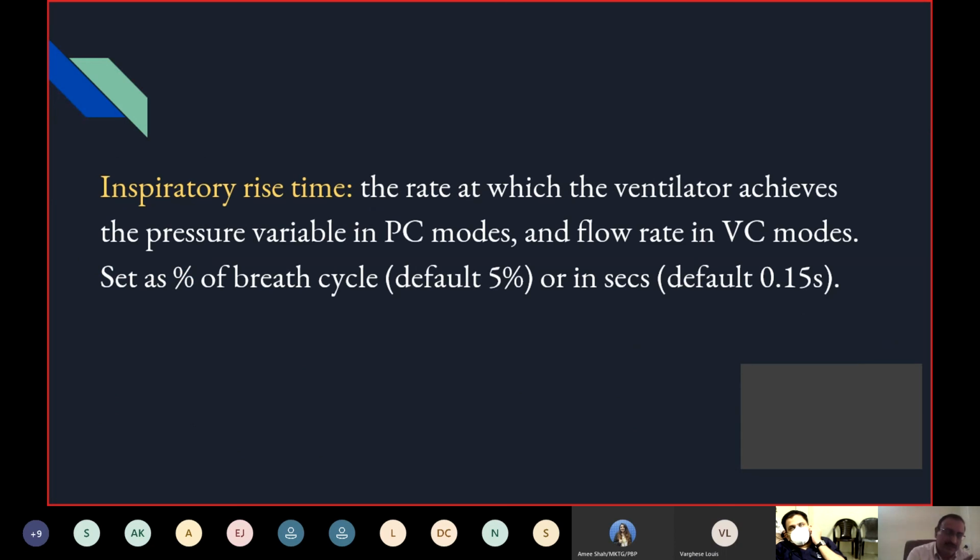I told you about the inspiratory pause. I told you that how we want the breath to be delivered is quickly and fast at the start, and that is the inspiratory rise time. Okay, it is rise time or inspiratory rise time, and it will be based on pressure if you set a pressure, as in pressure control modes, and based on flow if it's a volume control mode. The default is 5%. If it is in seconds, around 0.15 seconds. So that is the default, that is how you set it, and then you look into it.